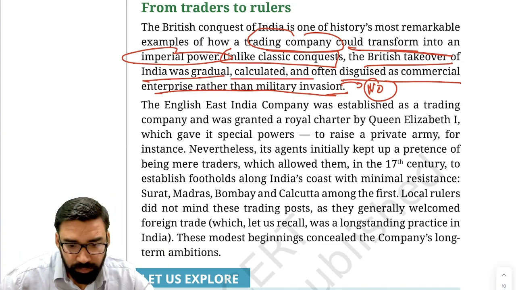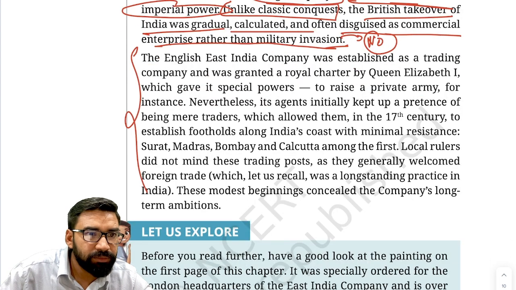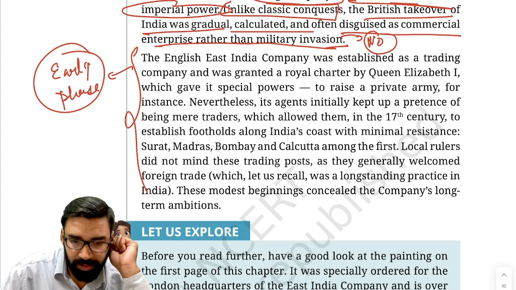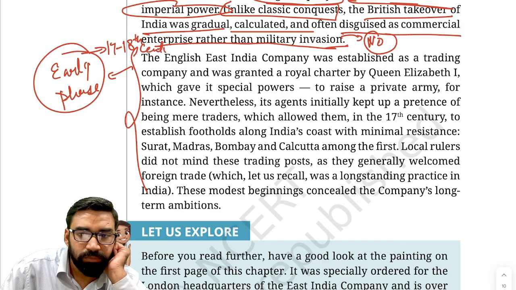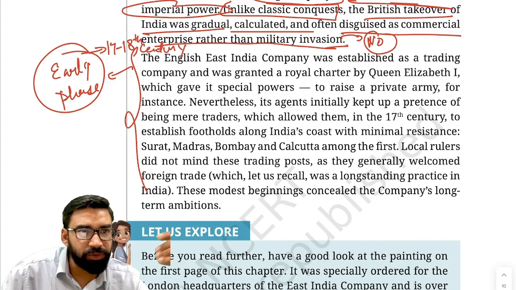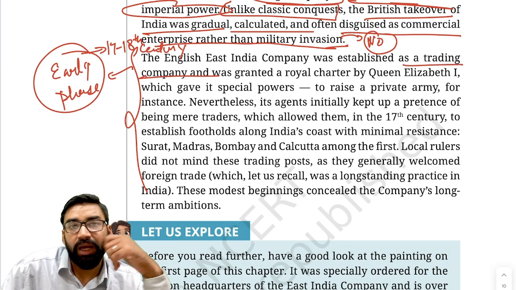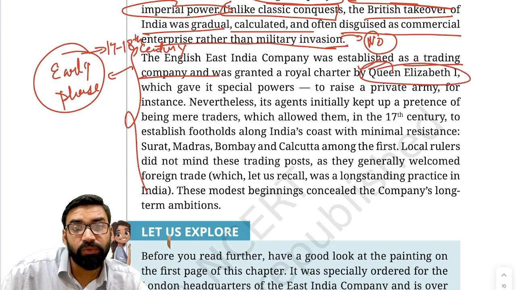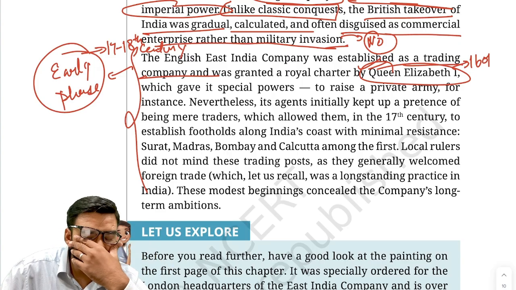Fine. Now, after this, the early phase starts. Now we need to understand this early phase, that is the 17th to 18th century. Fine, 17th to 18th century. Now, the English East India Company was established as a trading company, and it was also granted a royal charter, from whom? Queen Elizabeth I in 1601. Queen Elizabeth I gave a royal charter to the East India Company.